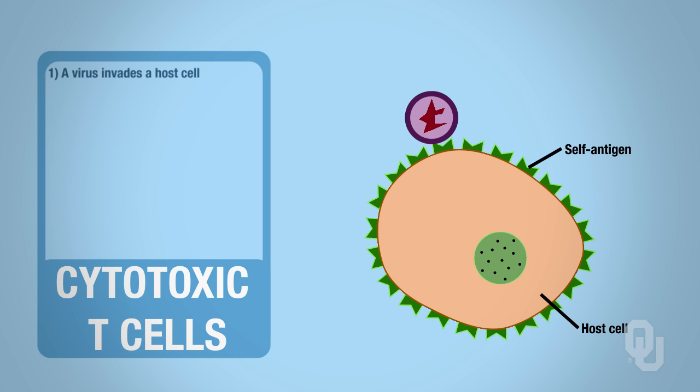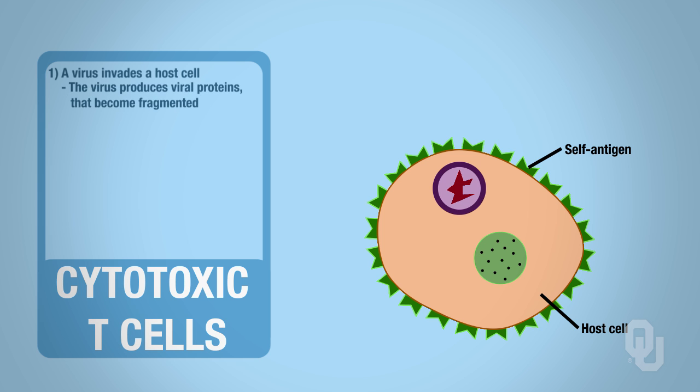So here's the virus, and you can see how it's invading the host cell. When the virus invades the host cell, the virus will take over the genetic machinery, right? They'll take over the cell, and the virus will produce viral proteins, and those viral proteins will become fragmented. Notice on this cell here, we have these self-antigens, which are MHC molecules. Those are already on the cell surface, just hanging out, waiting there.